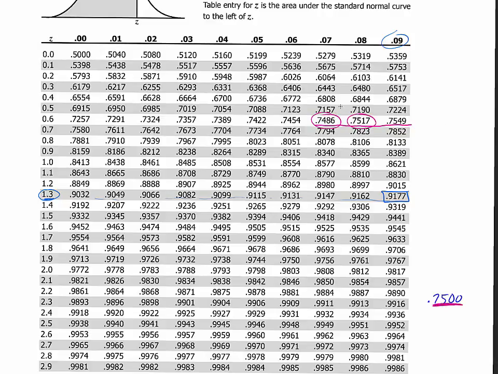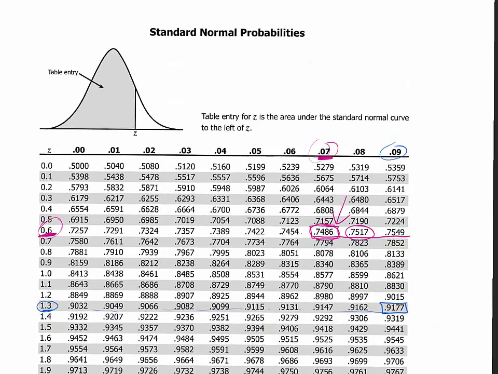So we always take the smaller, so I'm going to take the 0.7486, and we need to figure out, hey, what z-score went with that? So I just go to the left, 0.6. I go up with a 7, so 0.67. Okay, these are the hundredths, these are the tenths. Rough estimate, fine tune it. So 0.67.